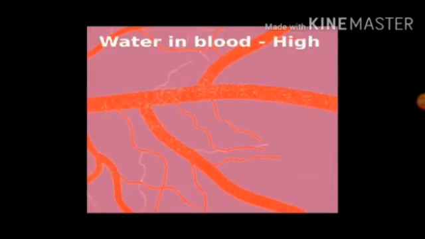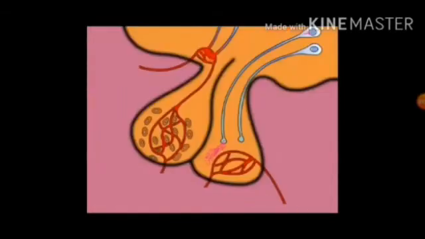When the quantity of water in blood increases, the mixing of vasopressin into the blood is blocked. The rate of reabsorption of water in the kidneys decreases. The quantity of urine increases. Thus, the excess water from the blood is excreted out.